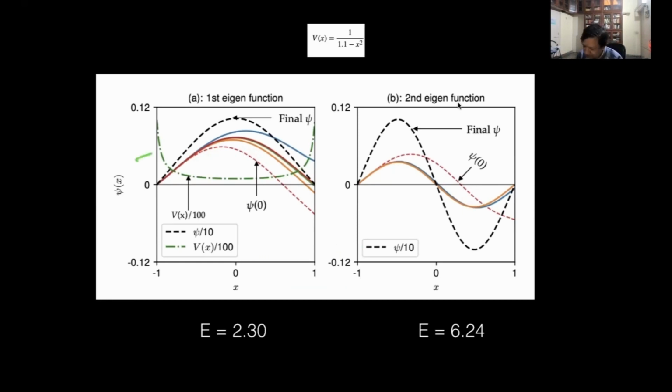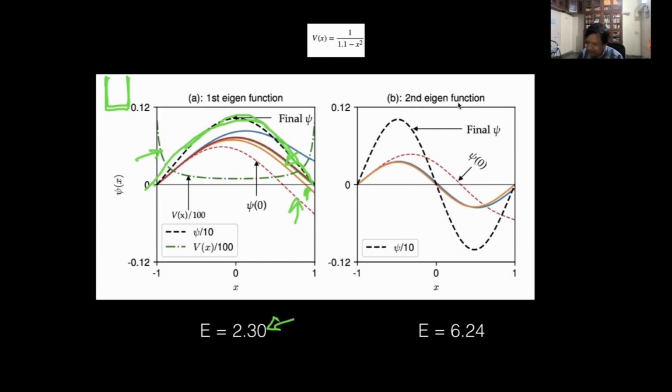So my potential is here, divided by 100. The potential really goes to a pretty large value at x equal to 0. It's like a square well potential, approximately. It is not quite the same as a square well, but it's like a square well. Now we start with two initial guesses, this one and this one, the orange. And finally we converge to this. The energy eigenvalue is 2.30.